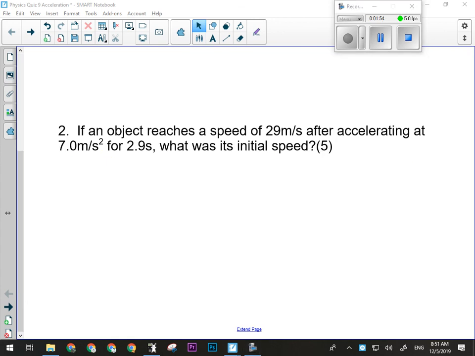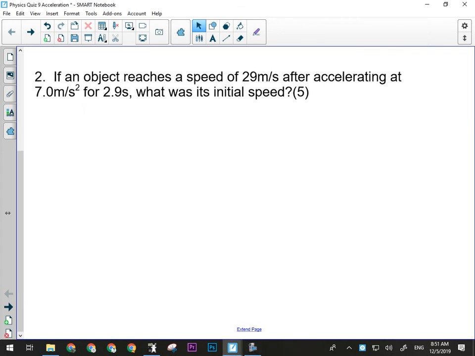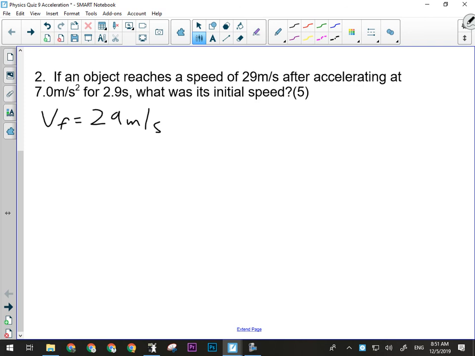So for question number 2, we have an object reaching a speed of 29 meters per second, so that would be our VF, after accelerating at 7.0 meters per second squared. Incidentally, I did change that to 7.0. It was 7 on the quiz you saw last night, but I don't like having answers that have 1 significant digit, because it just doesn't make sense. It did that for 2.9 seconds, and we're looking for its initial speed.